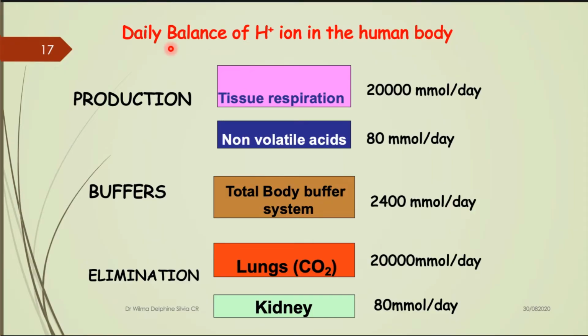Here we have the explanation for the balance of hydrogen ions in the human body. We have the production versus buffer systems of the body fluids as well as the other defensive mechanisms, that is, by the respiratory system and the renal system. Production of hydrogen ions, approximately 20,000 millimoles per day by the tissue respiration and 80 millimoles per day by the non-volatile acids, are buffered by buffer systems of the body fluids as well as the respiratory system by elimination of carbon dioxide and handling of hydrogen ions and the bicarbonate by the renal system.